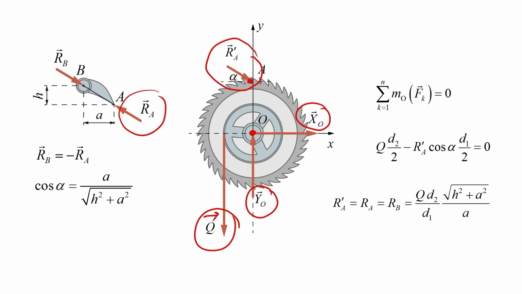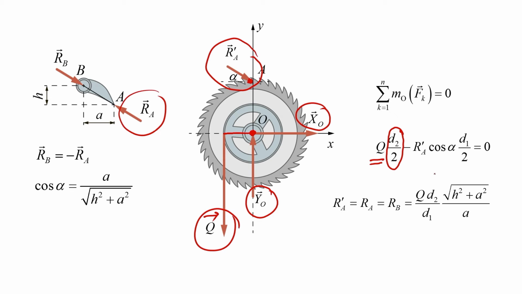The moment of the force Q with respect to the point O is equal to the magnitude of the force times the arm. The arm is the distance from the point O to the line of action of the force. The force is tending to rotate the wheel counterclockwise.